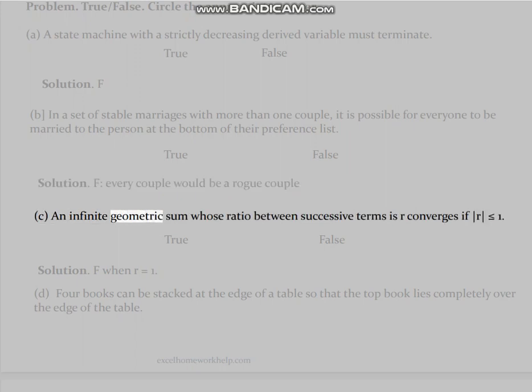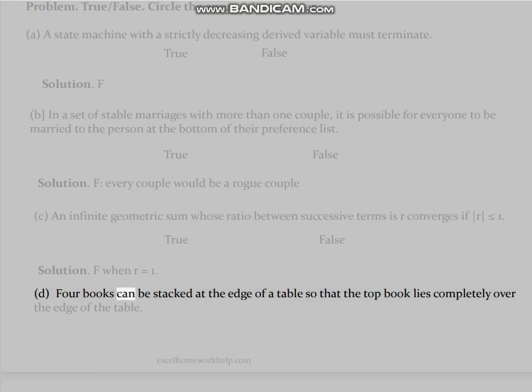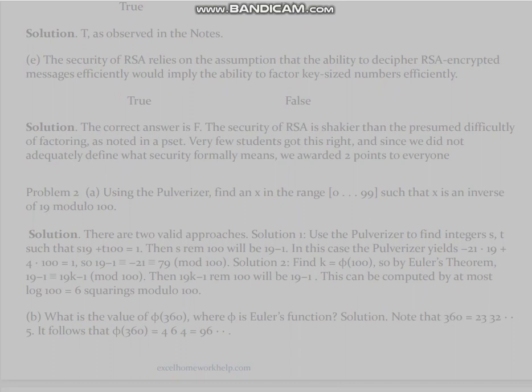C. An infinite geometric sum whose ratio between successive terms is r converges if r is less than or equal to 1. Solution. F. When r equals 1. True/false. D. Four books can be stacked at the edge of a table so that the top book lies completely over the edge of the table. True/false. Solution. T. As observed in the notes.